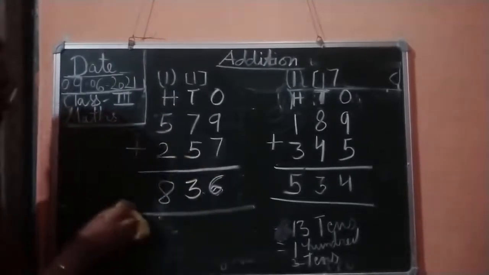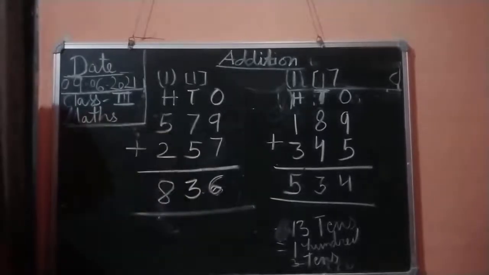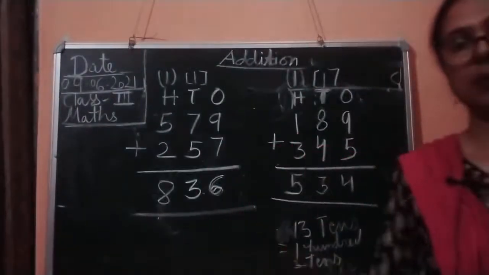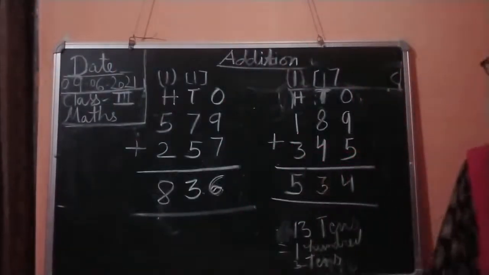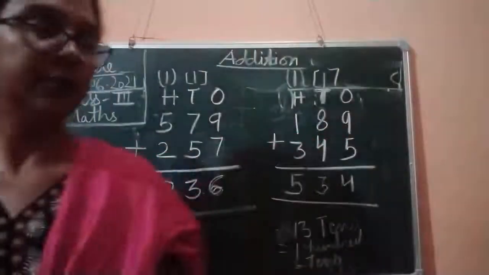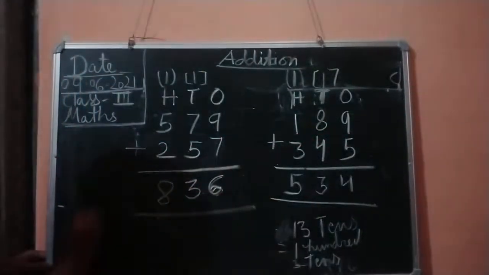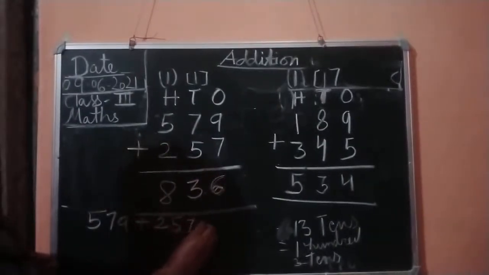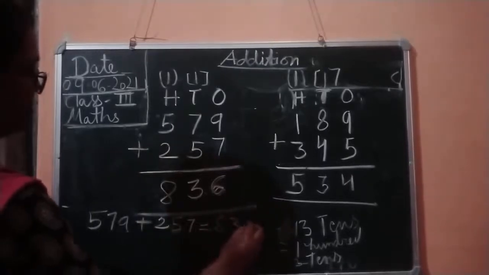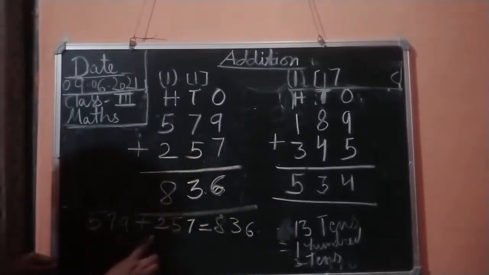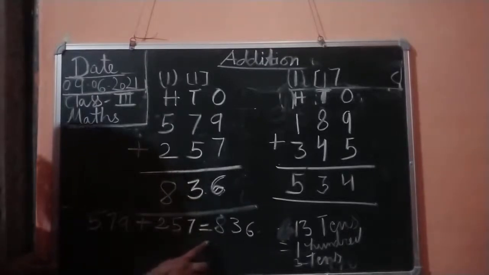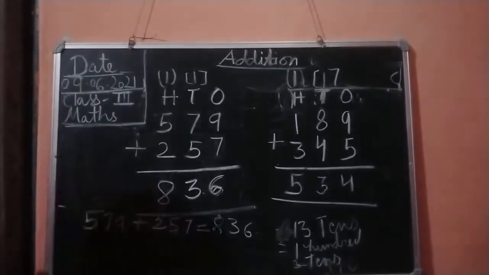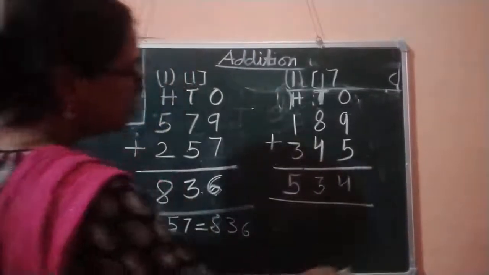So the sum of this example is 836. So completed, children, 836. We can also write it down like this: 579 plus 257 equal to 836. It means 579 and 257 equal 836. So completed, children, and now we will do this also in the same way.